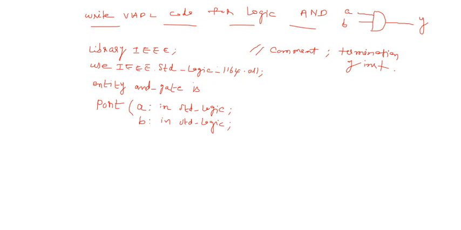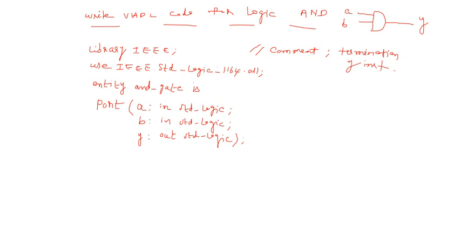That's why I take another line, Y. This Y is my output, that's why I have to use out. Out is my data type, out std_logic. Now the inputs and outputs are clearly defined. Once you are done, close this, terminate this port with a semicolon. Okay, so after writing the semicolon, now end this entity.